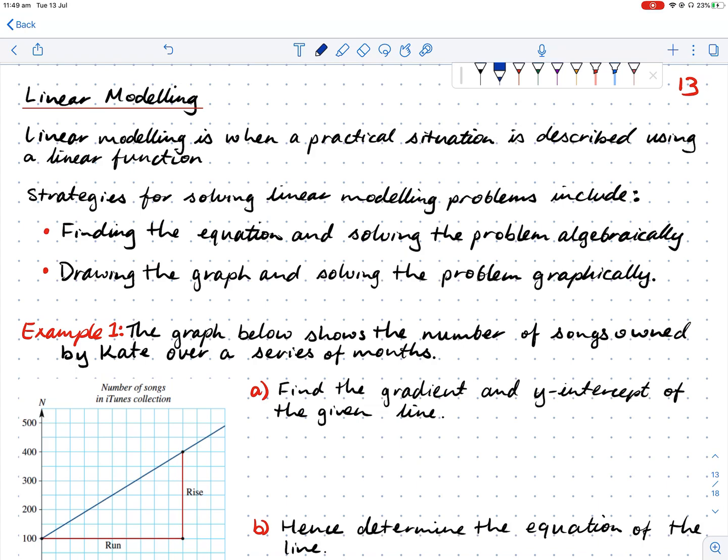Now, a couple of ways that we can go about solving these sorts of problems: one, we could find the equation of the line, and then we can use algebra in order to solve for the missing value. Another way is we may draw a graph and then solve it using the diagram. Both methods are fully acceptable, but you'll find that the algebraic method will usually give you a much more accurate result than you would if you were drawing a graph, and you'll see the next few examples here.